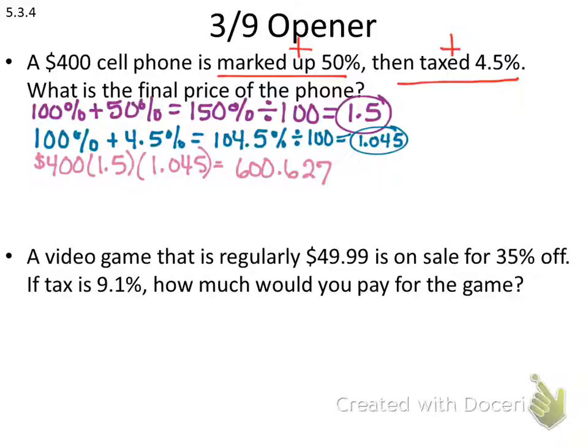Do y'all agree with that? So let's look here. 400 times 1.045 times 1.5. Oh, that's not what I got. It's just the last 3, 627. That's $627. That's what I meant to say. Put my dollar sign in there and box it. Good.